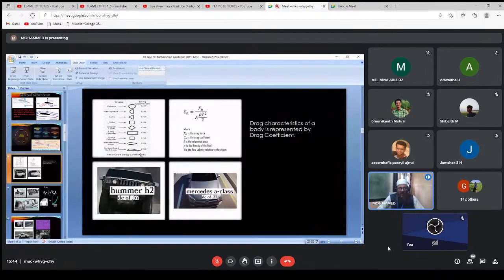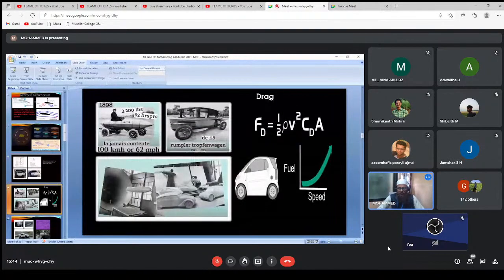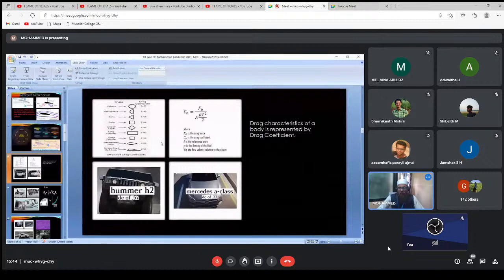This drag is directly related to your fuel. If your speed increases, your drag will increase. If your drag increases, your fuel consumption increases. So our purpose will always be to reduce it. You see, for rough roads, the drag coefficient here is 0.57. In the Mercedes A class, it is 0.22. You have low drag with a highly new generation car.